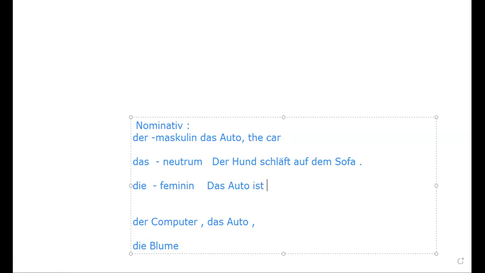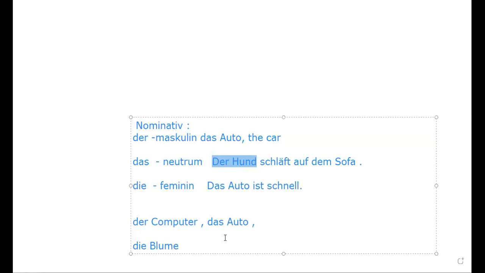Das Auto ist schnell, means the car is fast. So what is the subject here? Das Auto is the subject. And here, der Hund is the subject. So we are getting what the subject is in the complete sentence. This is the nominative case. Very simple: the nominative case is used to find out the subject in the complete sentence.